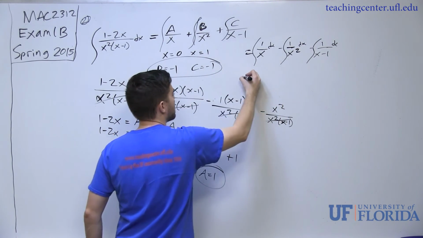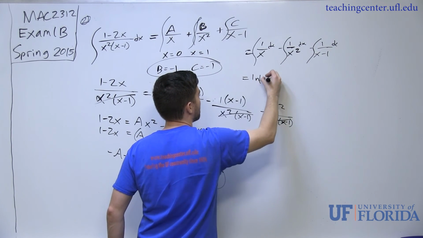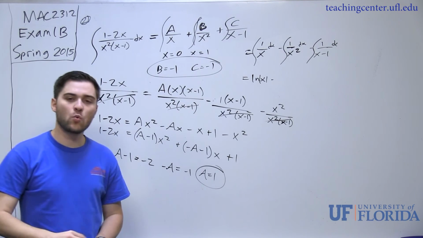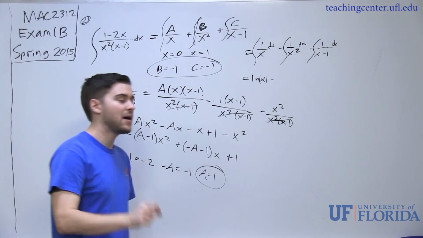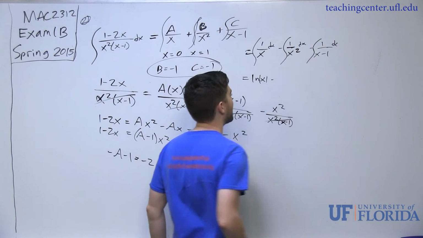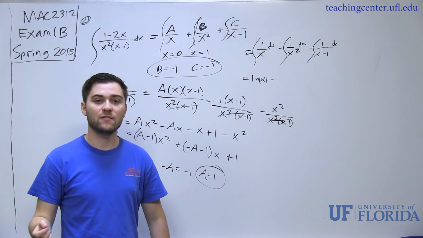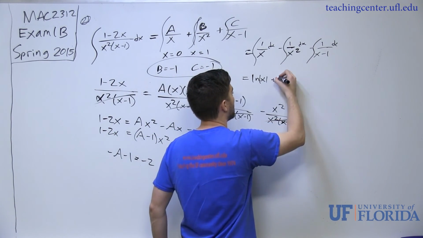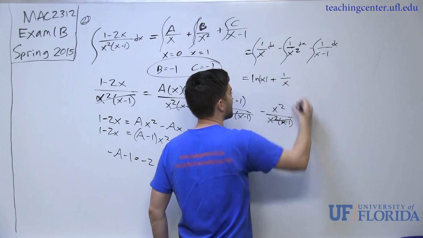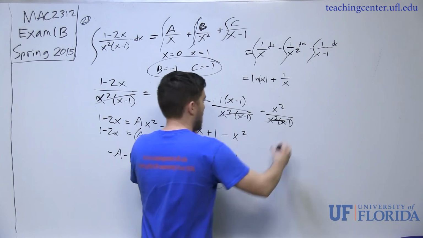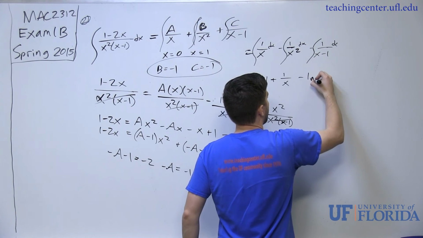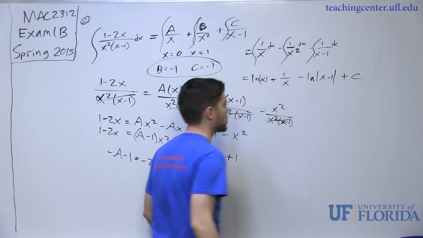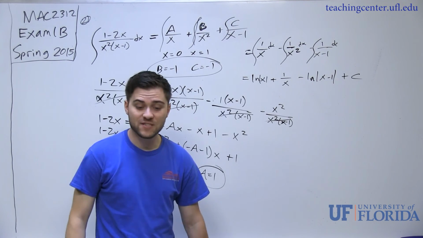If I integrate this term, I end up with natural log of x minus, when I integrate 1 over x squared, that has a second power on the bottom. If I bring it up as a negative power, I have x to the negative 2. If I add 1 to that and divide by that new power, I end up getting positive 1 over x minus natural log of x minus 1. And of course, we always add plus c if it's indefinite.